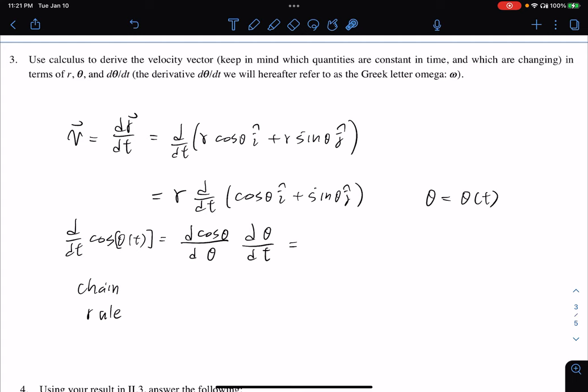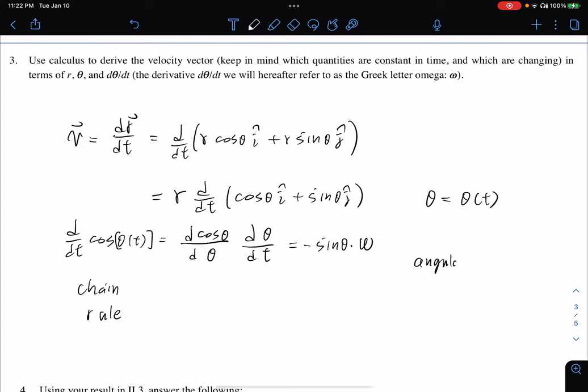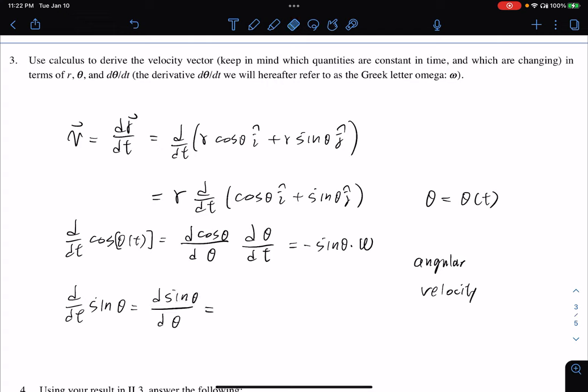So the derivative of cosine is negative sine, and then you multiply by this value, which we are now going to denote as omega, which is known as the angular velocity. So now we have our first term, which will be negative sine times omega. Similarly, the derivative of sine will be differentiating sine with respect to theta times d theta dt. So it will be cosine times omega.